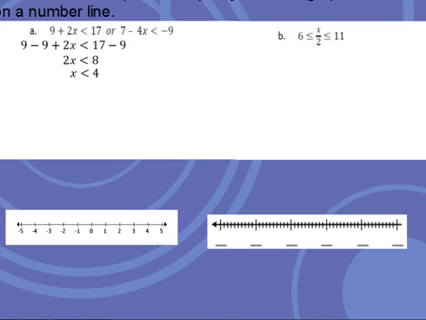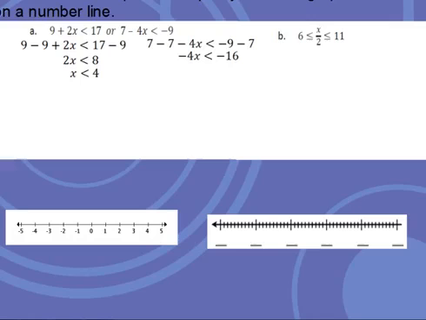Alright, moving on to 7 minus 4x is less than negative 9. I'd want to go ahead and start off by subtracting 7 from both sides. It'll look something like this. 7 minus 7 will cancel. Negative 9 minus 7 will make negative 16. When I bring the 4 down, I have to bring it down as a negative number because it is a minus 4. So I need to divide both sides by negative 4.